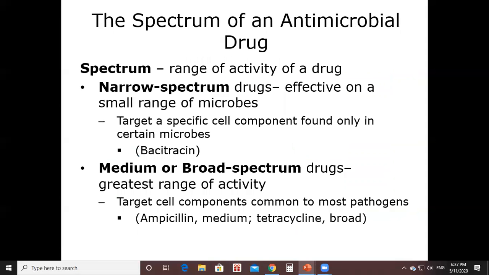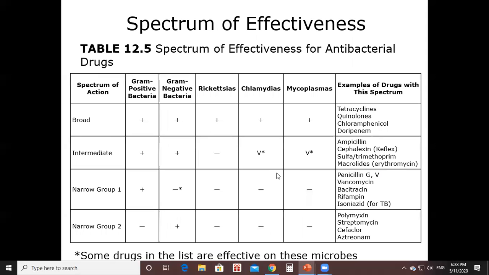So then we have different spectrums, which is the range of activity of a drug. Narrow spectrum drugs are effective on a small range of microbes, because they target a specific cell component found only in certain microbes. Then you have medium or broad spectrum, with the greatest range of activity, targeting cell components common to most pathogens. This just shows some of the drugs that are available and whether they are broad, intermediate, or narrow, and also a narrow on the other side, but still narrow.